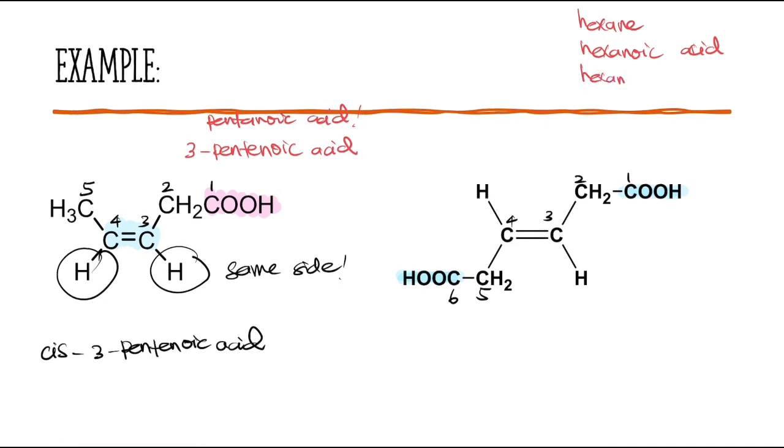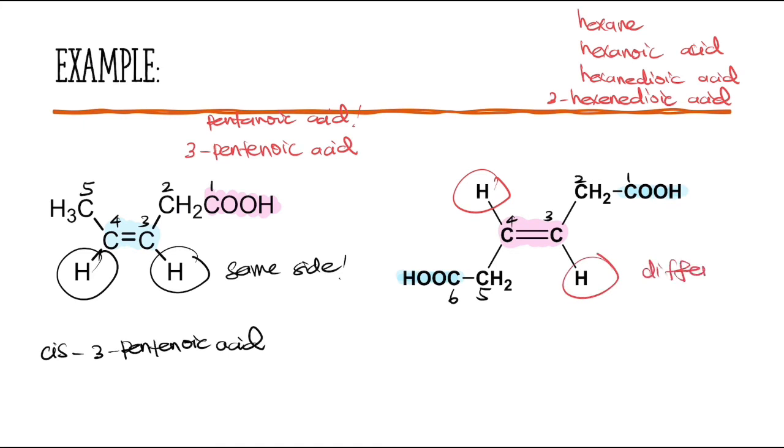Now bila kita tengok pada structure tu, kita nampak ada C double bond C pada kedudukan carbon 3 and also carbon 4. So we have to specify the location of the C double bond C. So the name will be 3-hexene dioic acid. Belum lagi selesai, bila kita tengok structure ini, kita nampak H itu at different sides. So dia ada trans di situ. So the full name will be trans-3-hexene dioic acid.